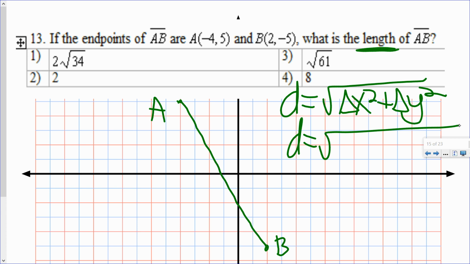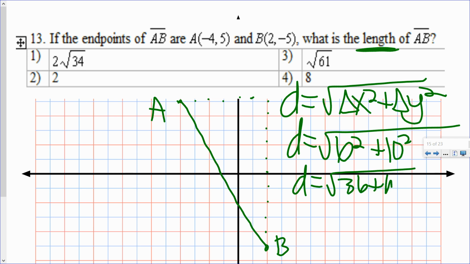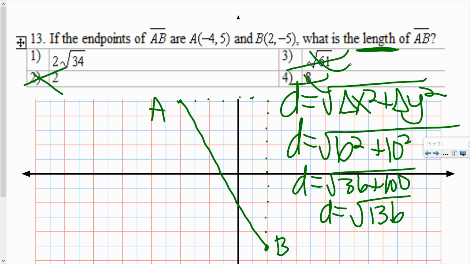Okay, now that you did it on your own: 1, 2, 3, 4, 5, 6. 1, 2, 3, 4, 5, 6, 7, 8, 9, 10. 6 squared plus 10 squared. 36 plus 100. Radical 136. Do I see that there? No. I mean, it's not 2, it's not 8, it's not radical 61.